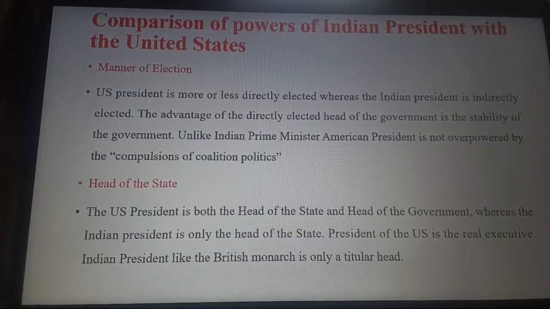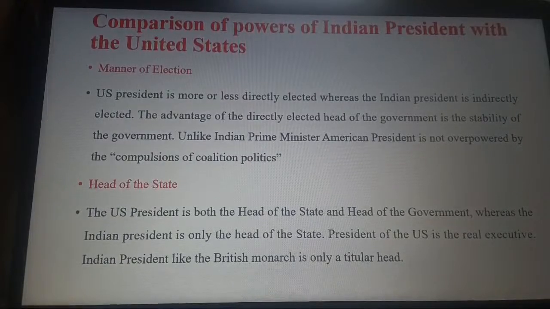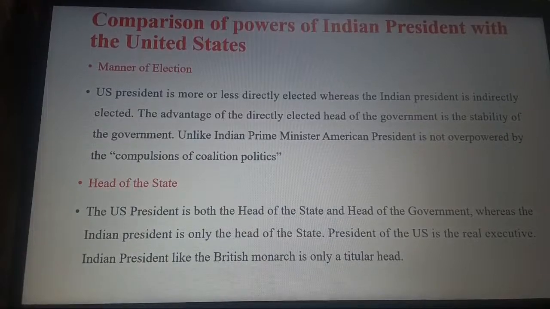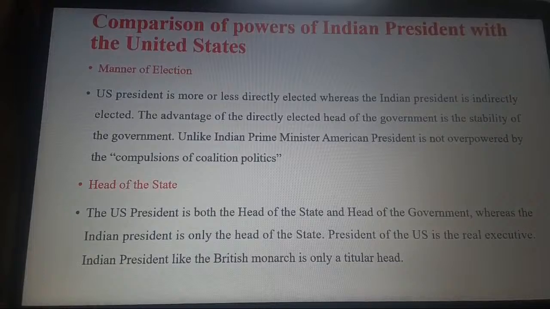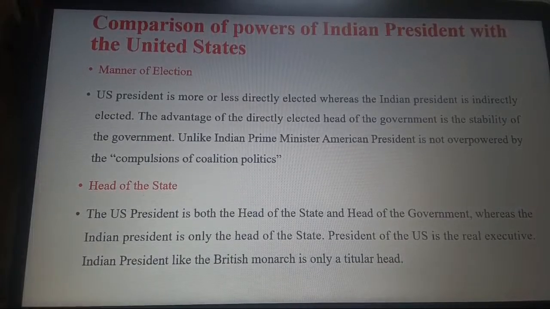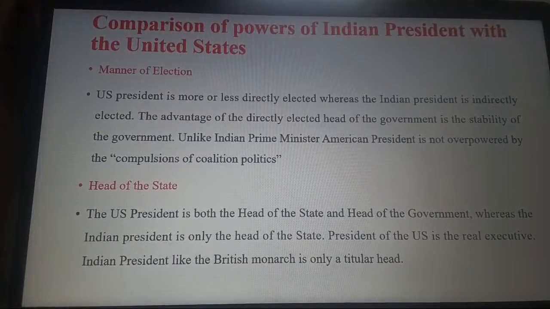Comparison of powers of the Indian President with the United States. Manner of election: the US President is more or less directly elected, whereas the Indian President is indirectly elected. The advantage of a directly elected head of the government is the stability of the government. Unlike the Indian Prime Minister, the American president is not overpowered by the compulsions of coalition politics.